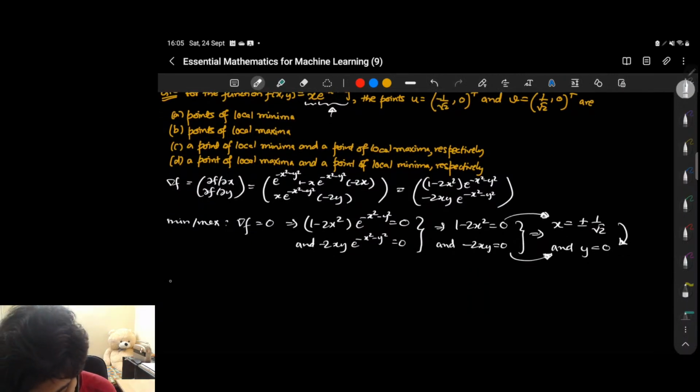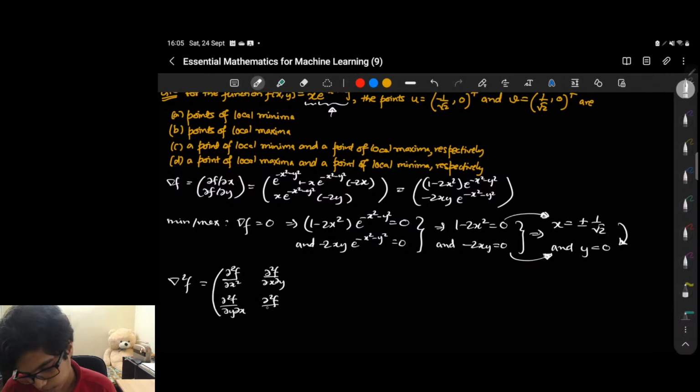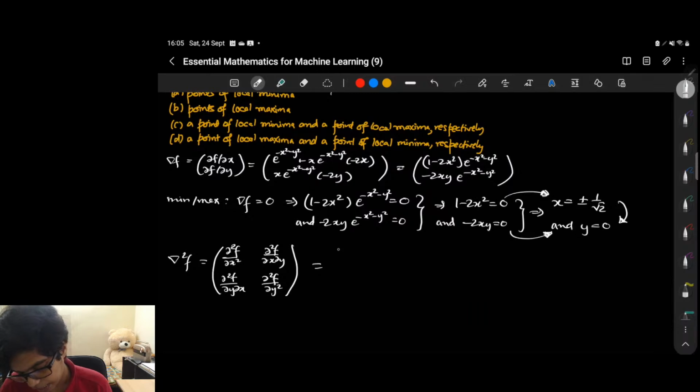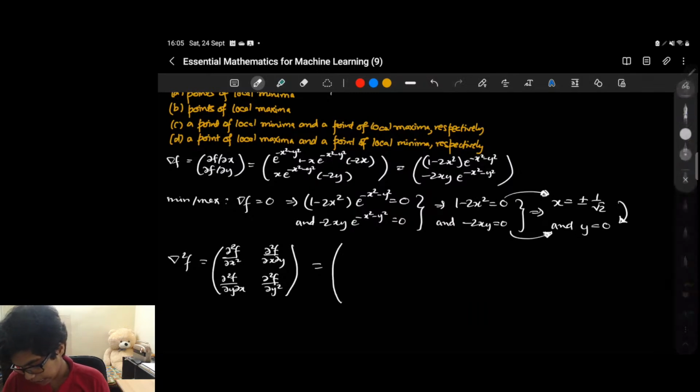Now, del squared f we need to find out. Again, this is going to be really cumbersome in the sense that you just have to keep differentiating, keep applying the product rule and chain rule over and over again. So let us do that.